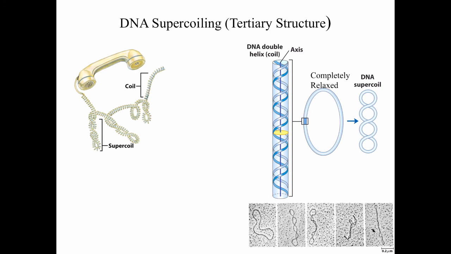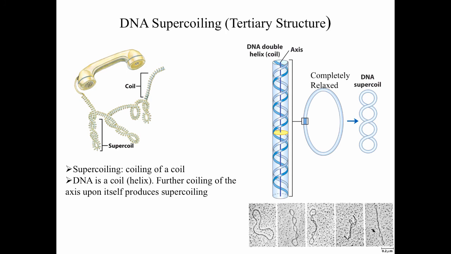So let's talk about DNA. We're finally going to get into the material that is very interesting to me, which is the tertiary structure of DNA. Let's talk about DNA supercoiling, which is the basis of tertiary structure. Supercoiling means the coiling of a coil. DNA is a helix, right? So that's a coil. And if you were to further coil the axis upon itself, it's a lot like if you were to take a telephone cord.